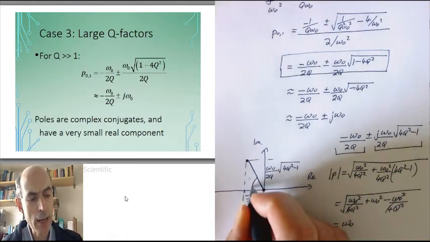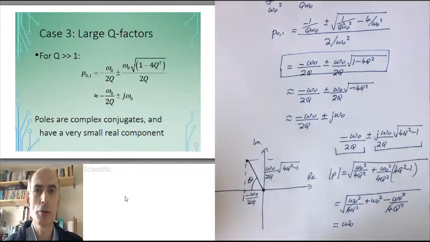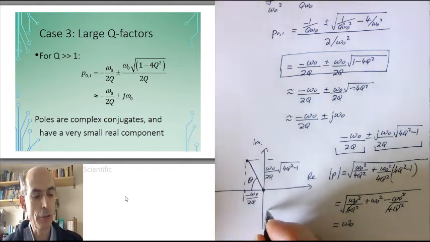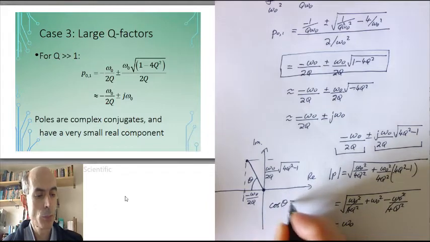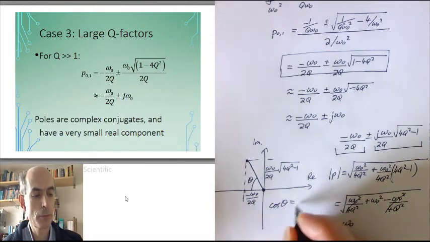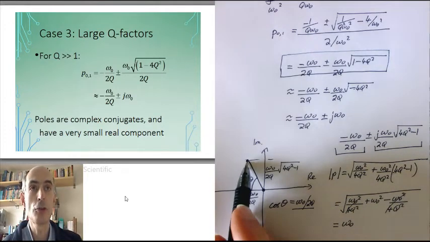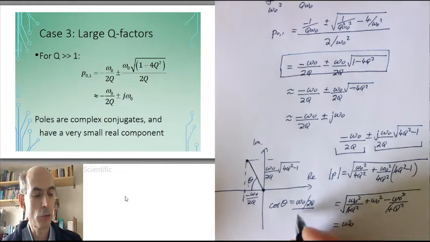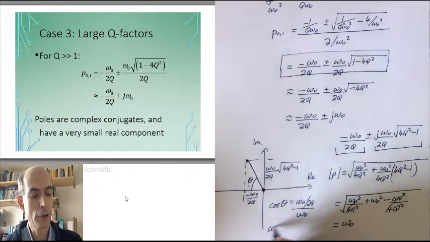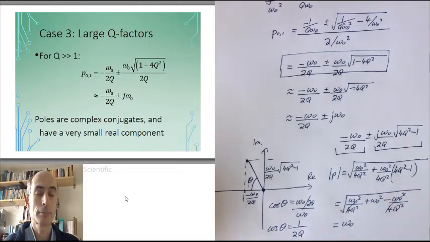What about this angle here? I called that angle theta. Well, cosine of theta would be omega naught over 2q divided by the hypotenuse, which we've just worked out is omega naught. So cosine of theta is 1 over 2q. Well, that tells us where the poles are, very simply, in terms of the resonant frequency and the Q factor. And we don't have to solve any quadratic equations.